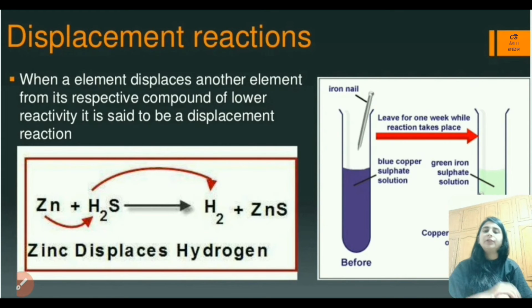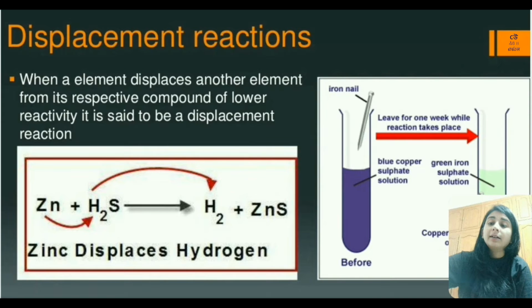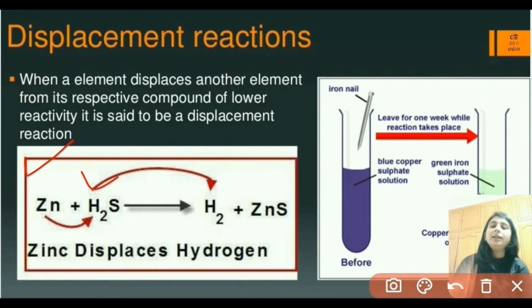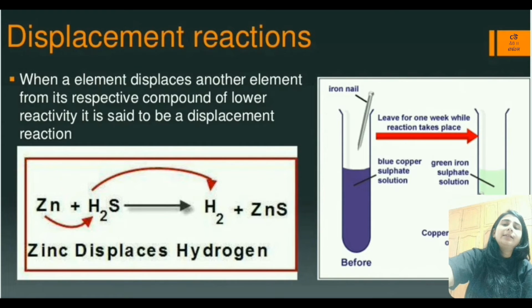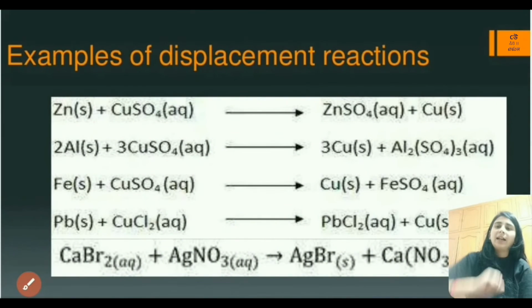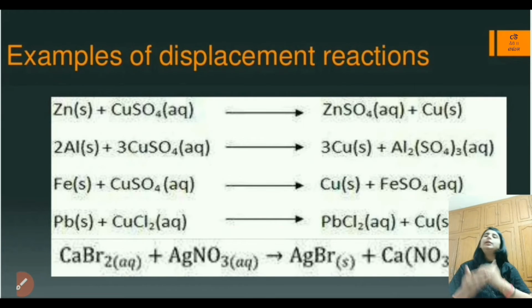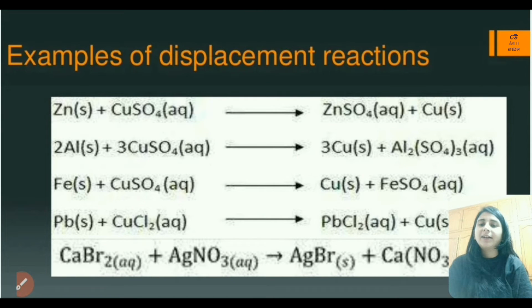Very good example of this is zinc reacting with hydrogen sulfide. Whenever zinc reacts with hydrogen sulfide, obviously zinc is more reactive than hydrogen, so it will displace hydrogen from its compound. So the product is going to be zinc sulfide and hydrogen gas. So this is one very good example of displacement reaction. Then we have some more examples of displacement reaction.